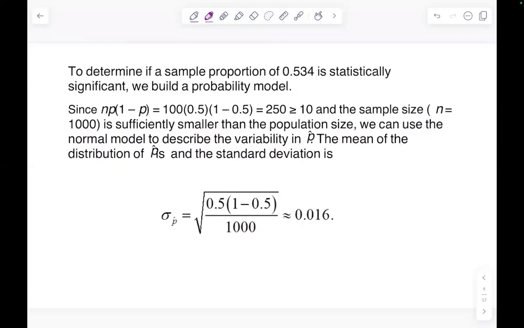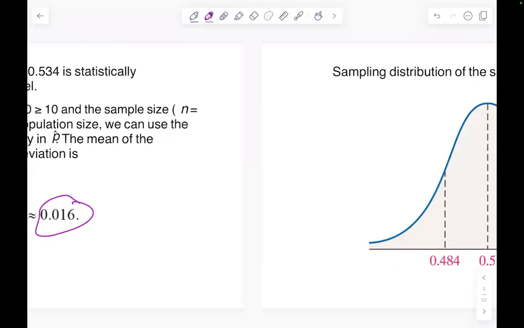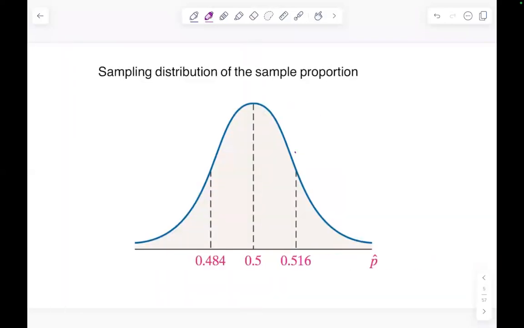So we did our np times 1 minus p, and it was greater than or equal to 10. Our sample size was significantly smaller than the population. And so we calculated the standard deviation, which was this right here. We use this because it's a sample. We use this special standard deviation, or this new one. I'm going through this quickly because we did this on Tuesday. Okay, so one standard deviation away is right here. This would be one standard deviation above our mean. And this is what our sampling distribution looks like. It's nice and pretty.